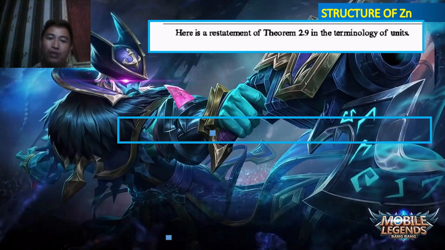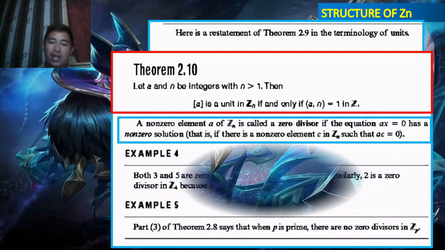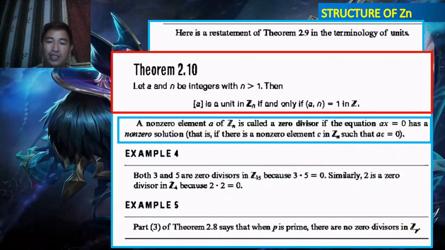So, no need to prove Theorem 2.10. If a and n are integers and n is greater than 1, then a is a unit in Zn if and only if the GCD of a and n is equal to 1 in Z. Okay, definition for the zero divisor.